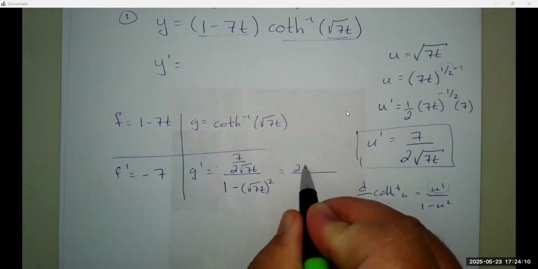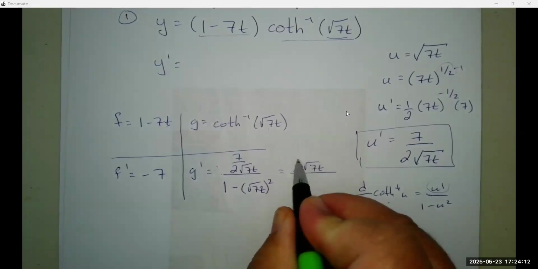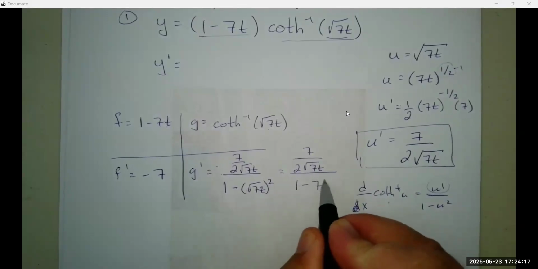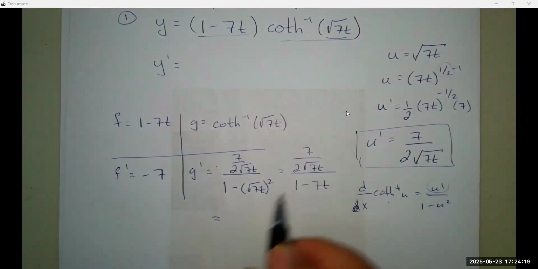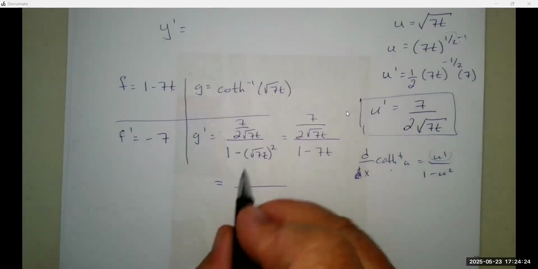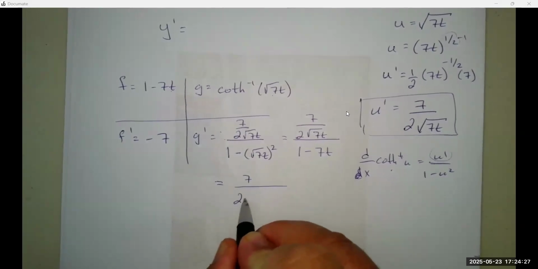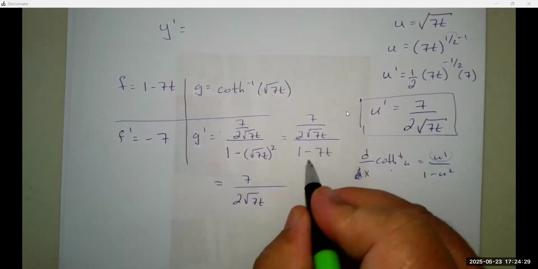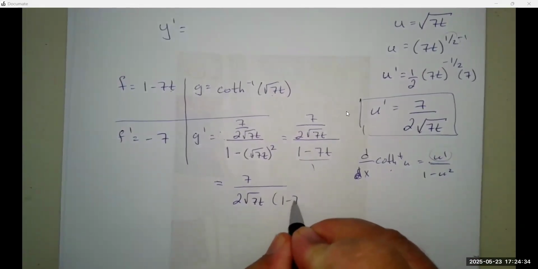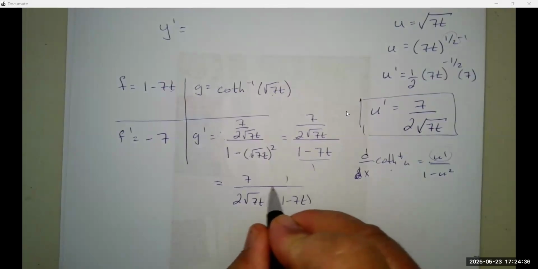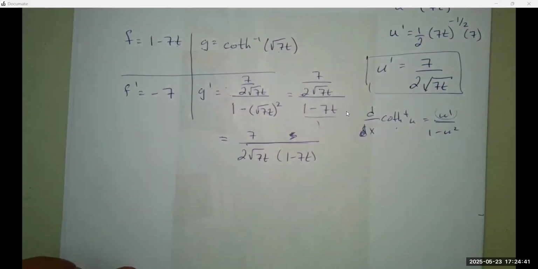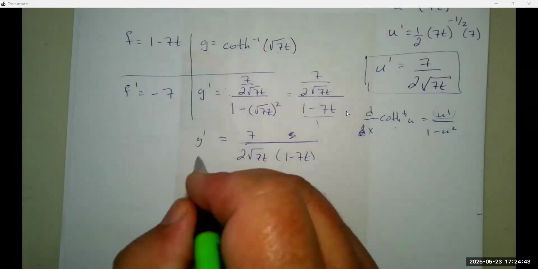So we have on top, and on the bottom, the square root of the 2 cancel, so we have 7t. So this becomes, take the top, leave it alone, and multiply by the flip of the bottom, which is 1 over 1 minus 7t. And since they're multiplied, it's just one big division. So that's my g prime.